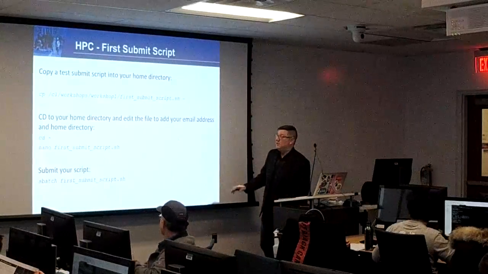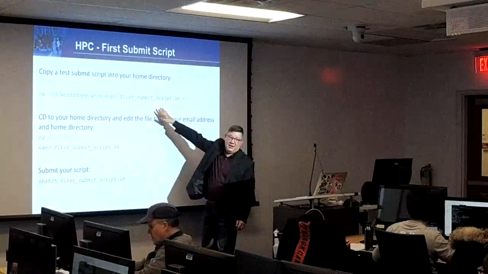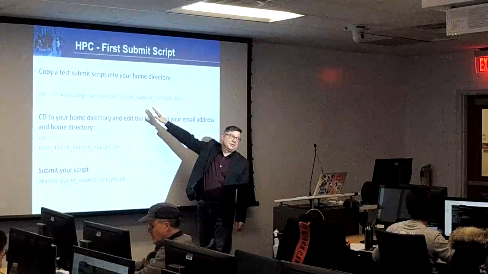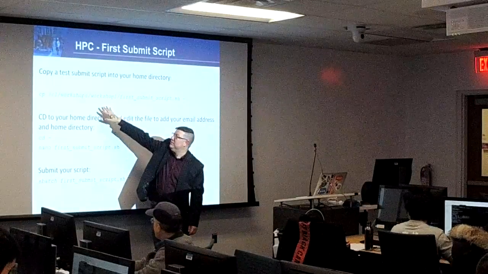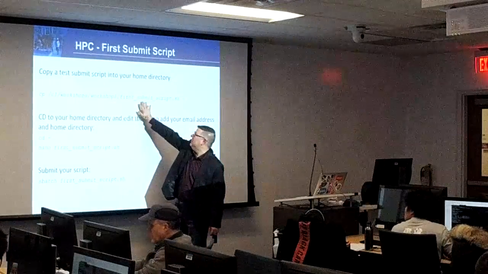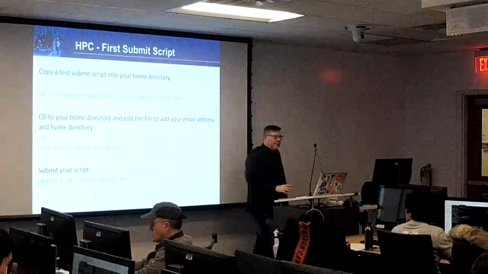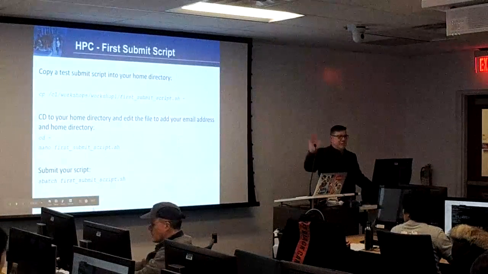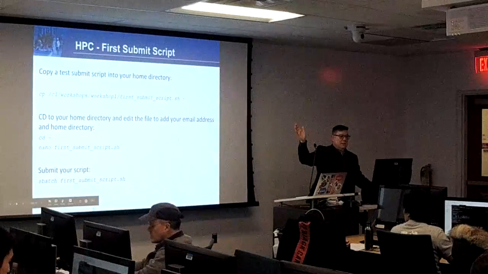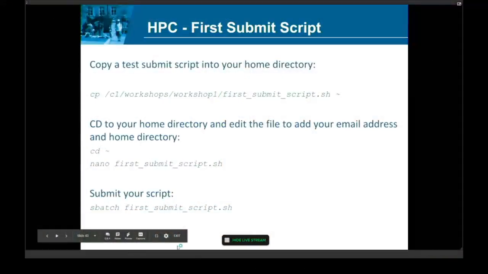It's super easy. It's a three-step process. I wrote your first submit script and called it first submit script. You can copy it with cp, C1 workshops, workshop 1, first submit script. If you don't want to type that, does everybody know about tab? Okay, all right, so you don't have to type all that, just cp, C1, tab.